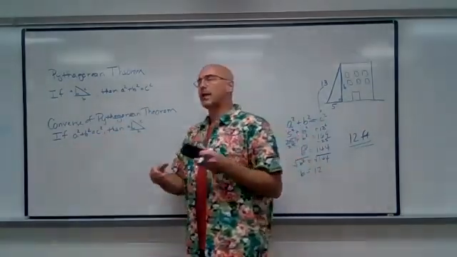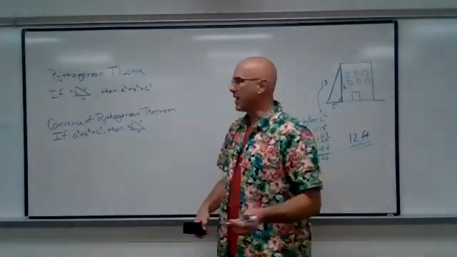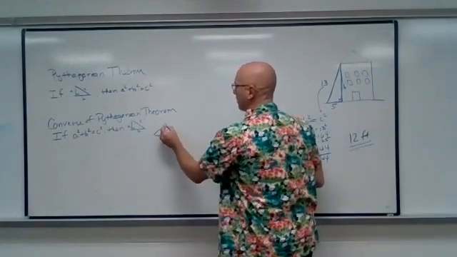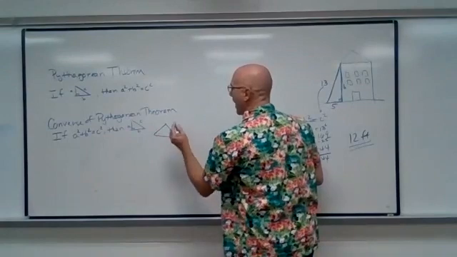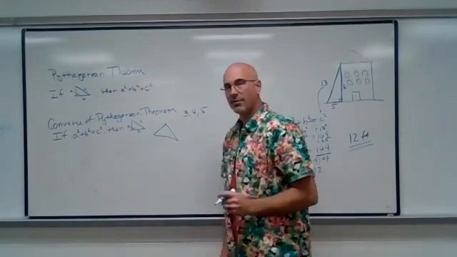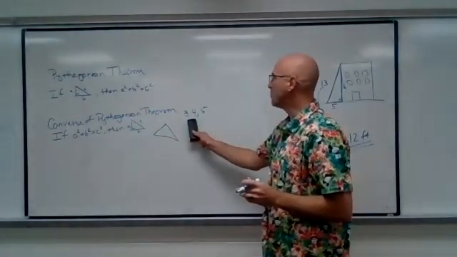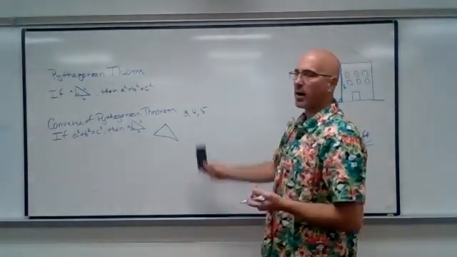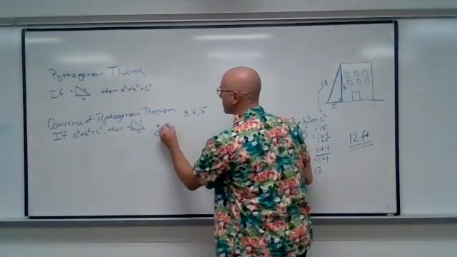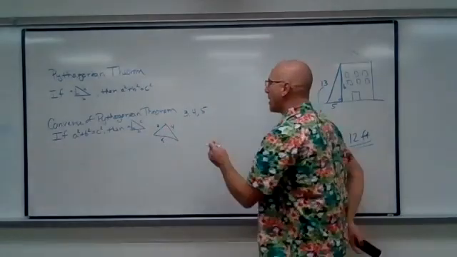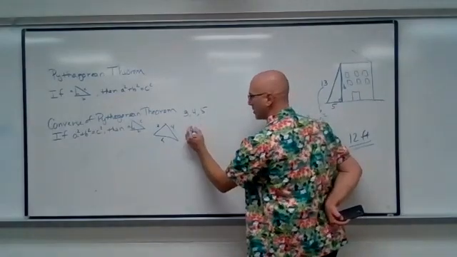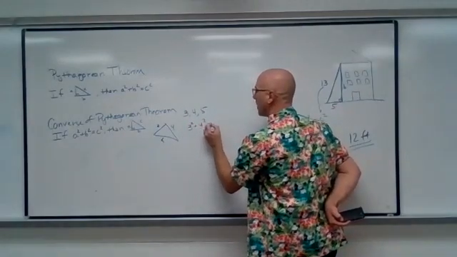Okay, let's look at one example. Say I have a triangle, I'm just going to draw any triangle, and I have the sides 3, 4, and 5. I want to see if this makes a right triangle. We always know that our longest side is our hypotenuse, so I'm going to place them here. Now I check that a squared plus b squared equals c squared works. So 3 squared plus 4 squared equals 5 squared.